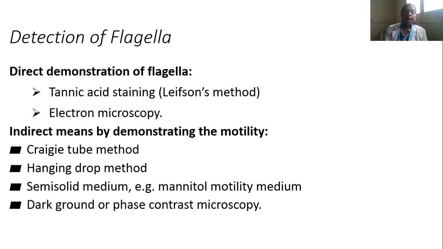Then the hanging drop, where we keep a drop over a cover slip on a cavity slide, and when the drop hangs you can see the motility. Then semi-solid mannitol motility medium, where we stab the culture and look for turbidity of the medium if it is motile. And dark-field microscopy, where we can demonstrate the motility of the bacteria.